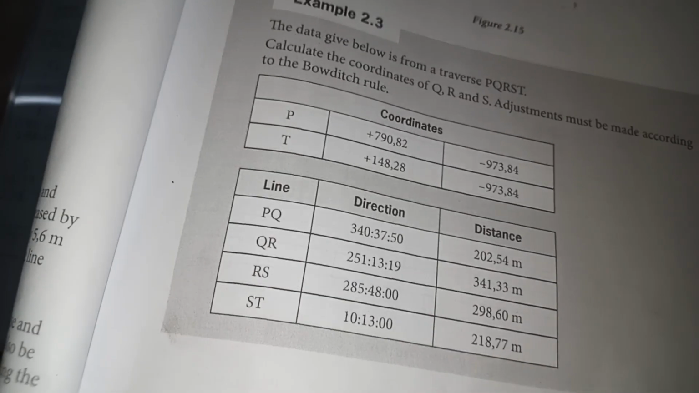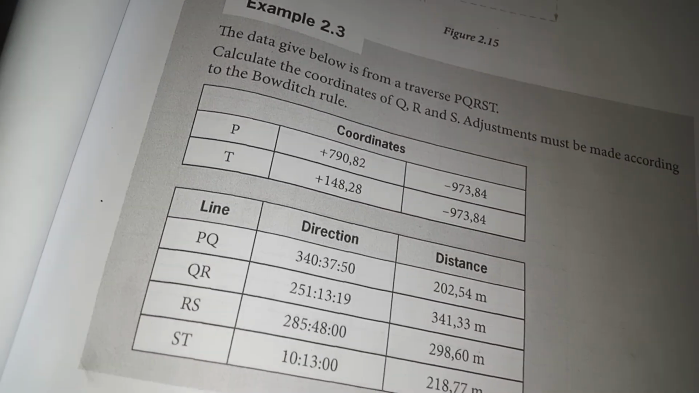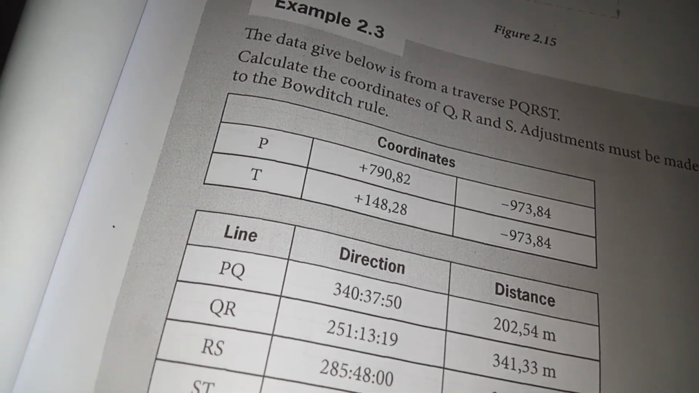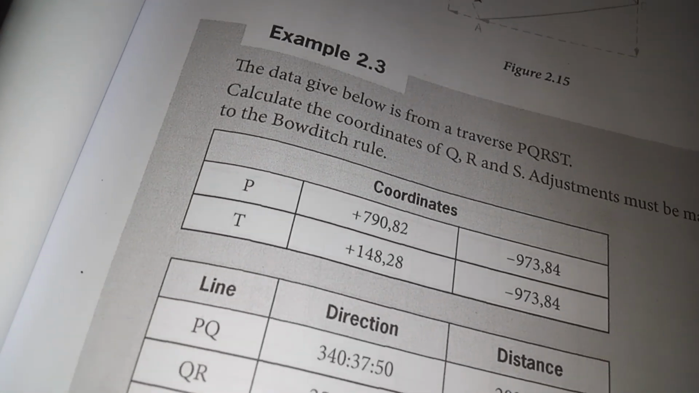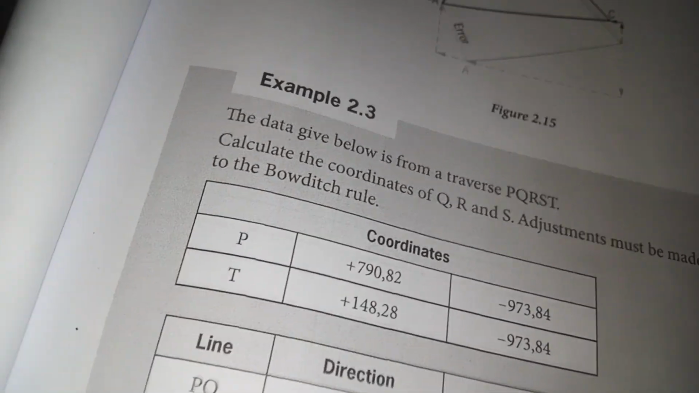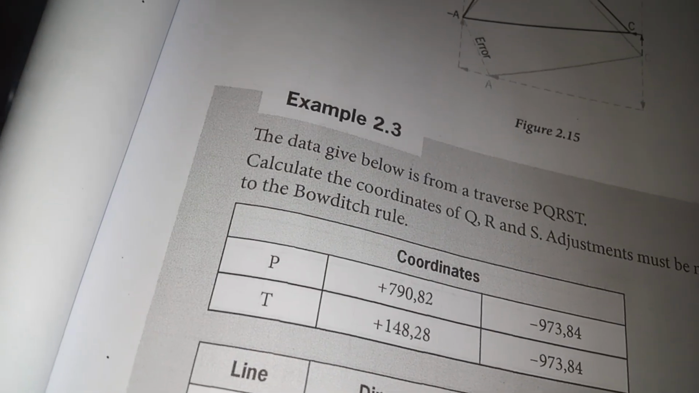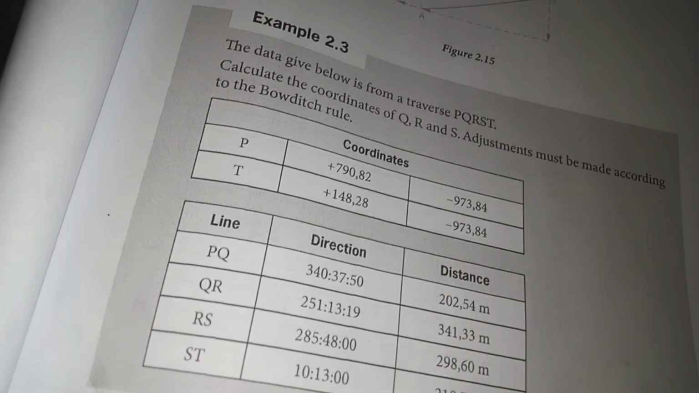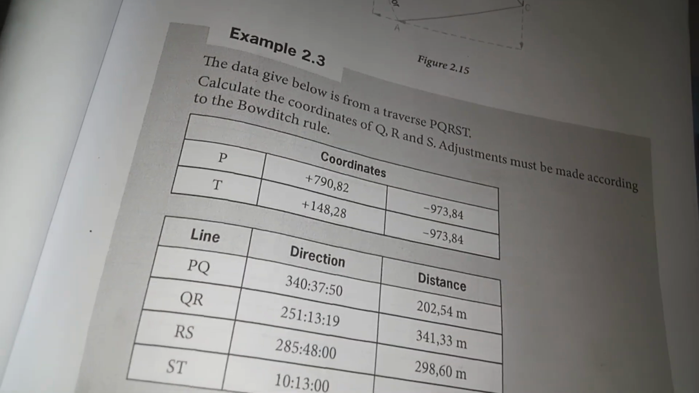we have been given this table. They say the data below is from a traverse PQRST. Calculate the coordinates of Q, R, and S. Adjustments must be made according to the Bowditch rule. So we have these two tables there, the coordinates table and also the one that has direction and the distance.